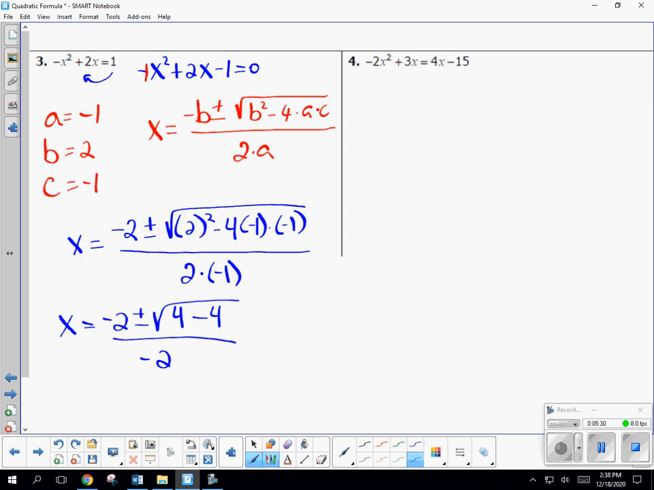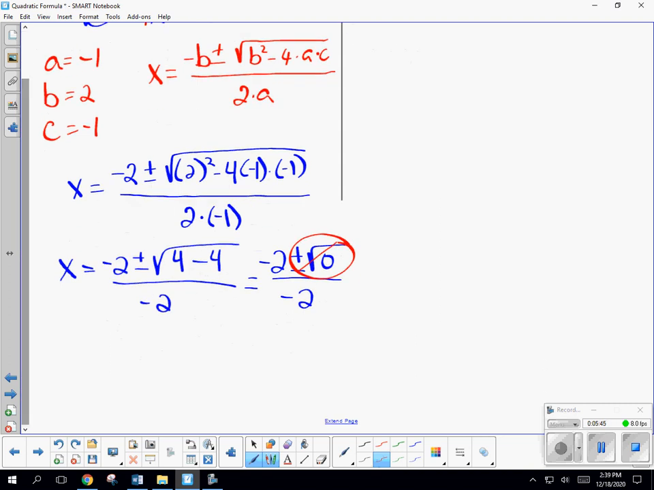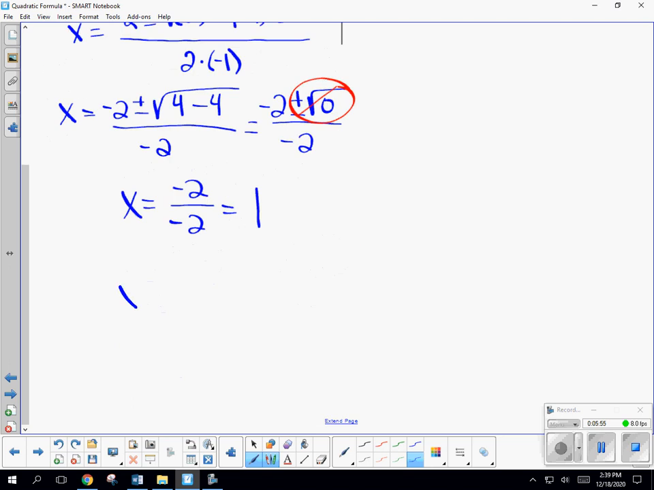All right, so continuing to simplify, now we have negative 2 plus or minus the square root of 4 minus 4 is 0, divided by negative 2. This part right here becomes 0, plus or minus 0. So we have negative 2 divided by negative 2, which is positive 1. So my solution set then is 1.